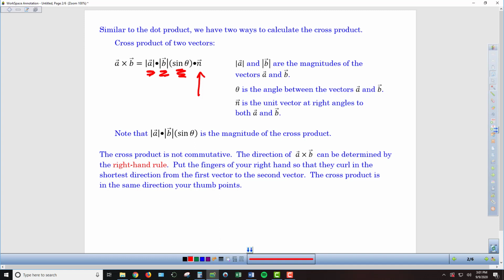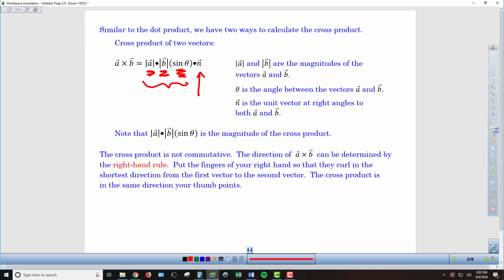So the first three parts there, the magnitude of A, the magnitude of B, the sine of theta, those are all obtainable and easy to calculate. So together, these make up the magnitude of the cross product. And so then we need to multiply that magnitude times the components of the unit vector that is normal, at right angles, to both A and B. Now that last part is a non-trivial piece to obtain.